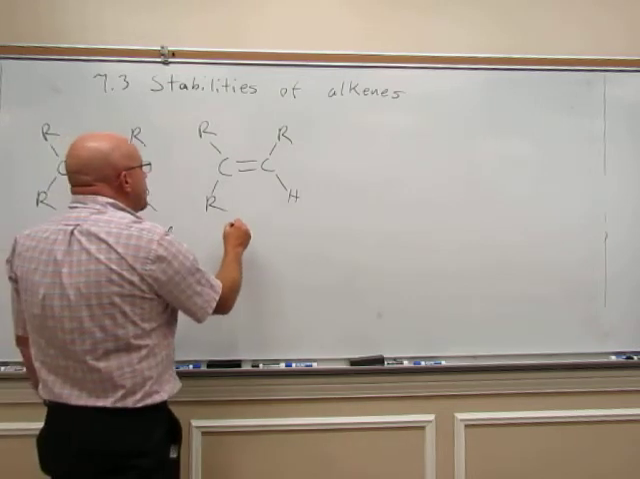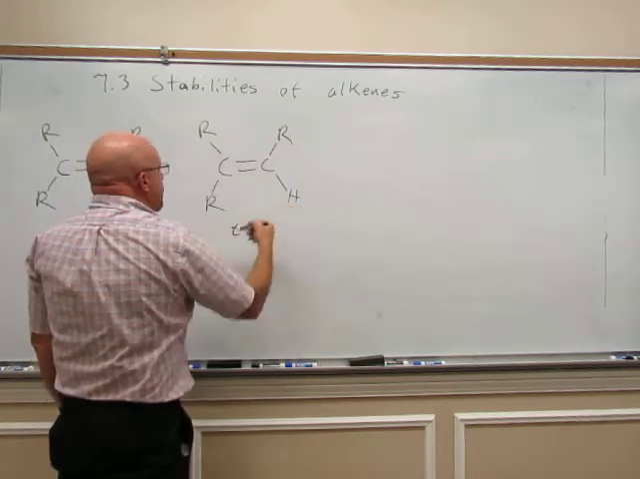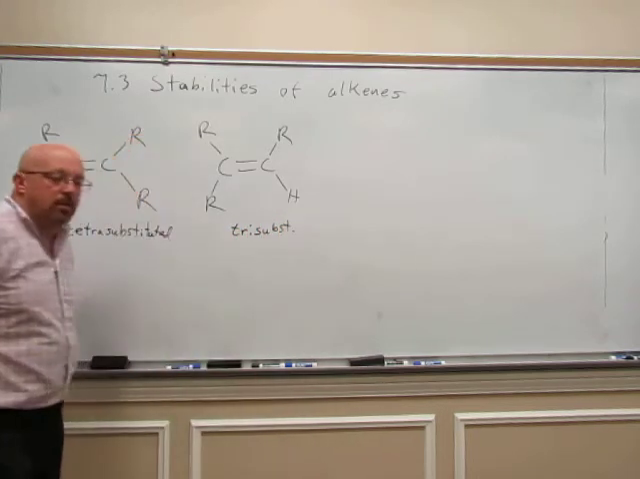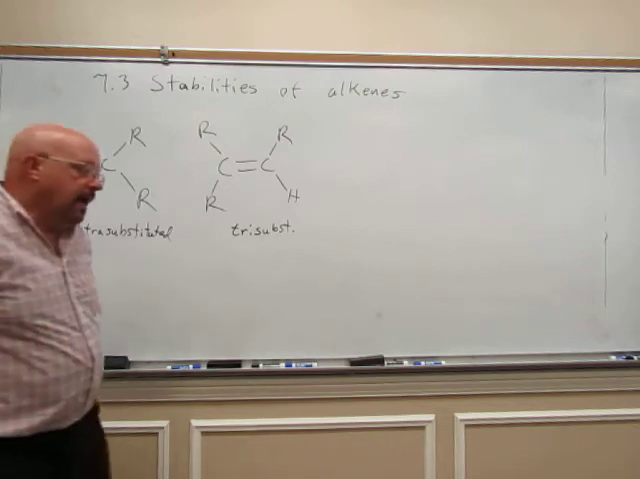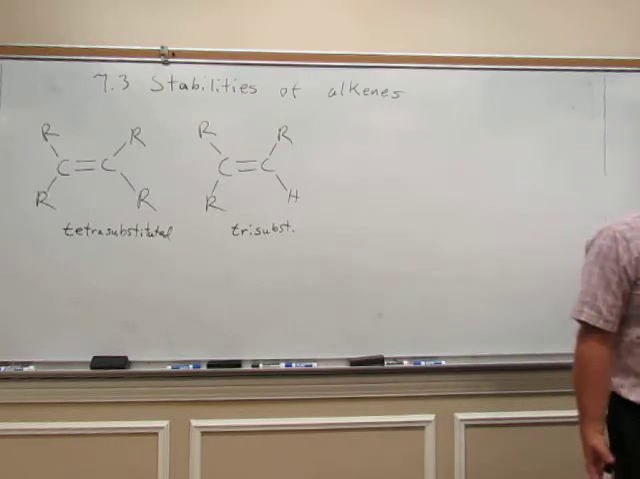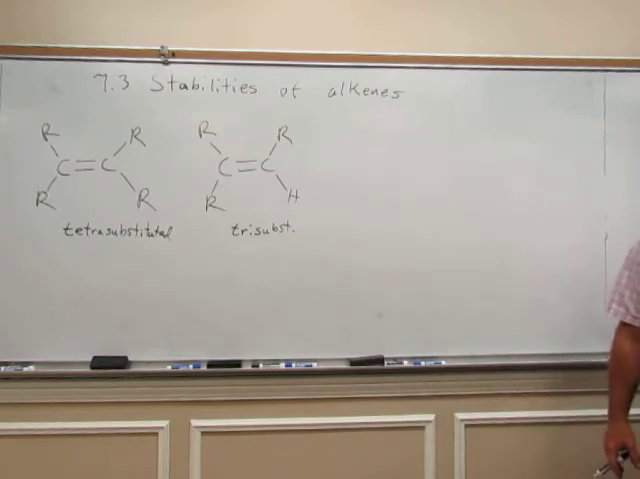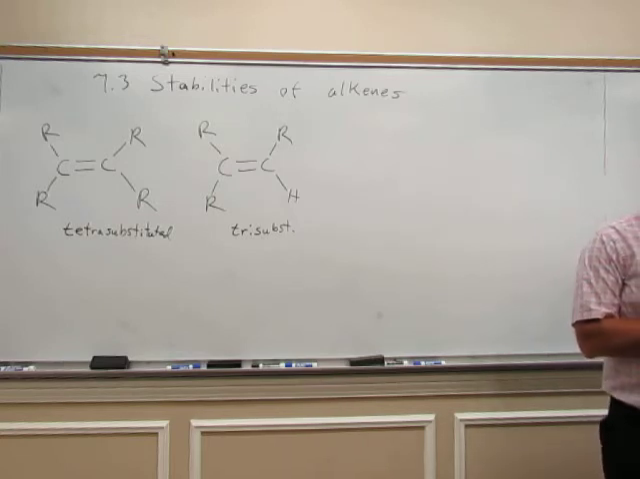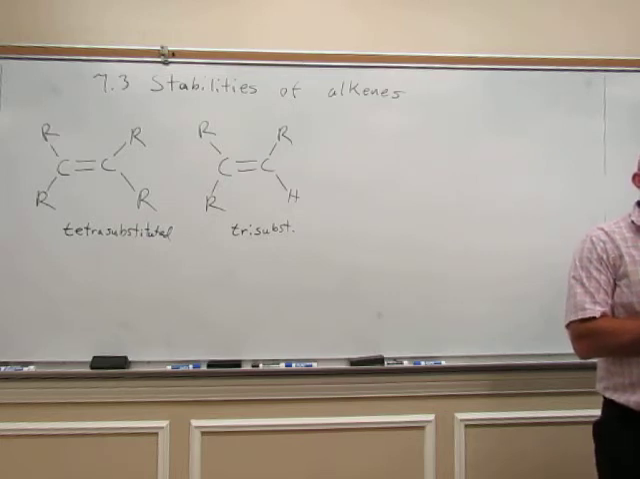The other one is tri-substituted. It's got 3 R groups and a hydrogen. So 3 R groups is tri-substituted. Looking at those two, using just common sense, which do you think would be the more stable alkene? Which would be the least reactive? If something wants to come in and react with that double bond, which one do you think it would be the least reactive? Which one is better protected?